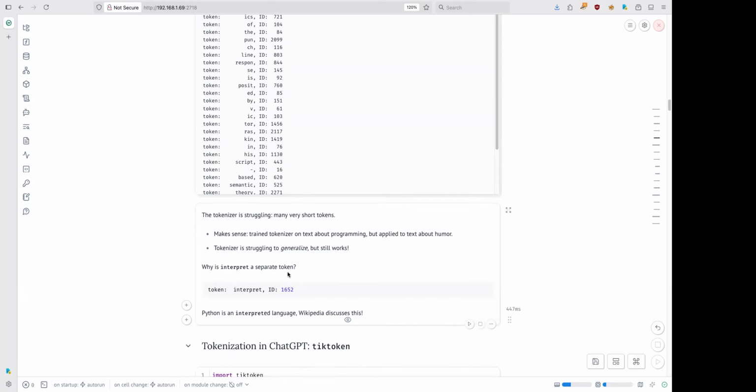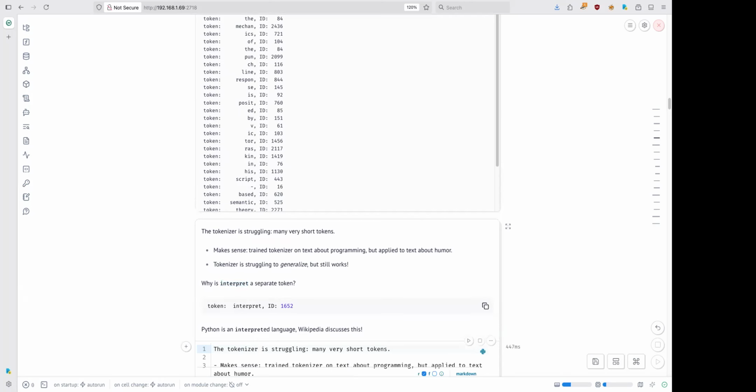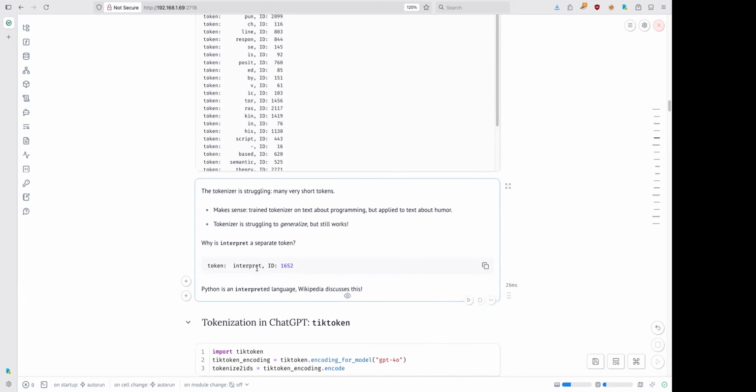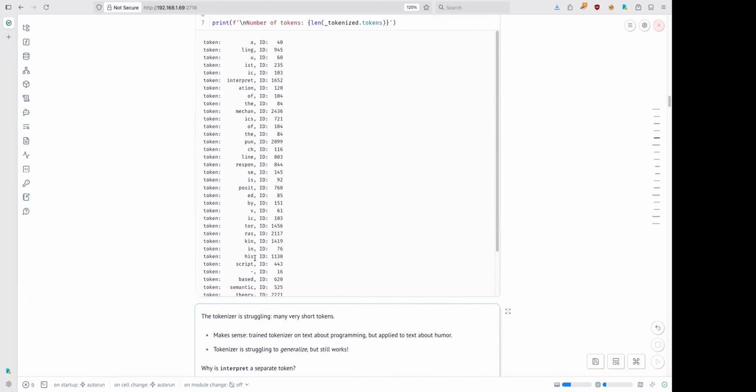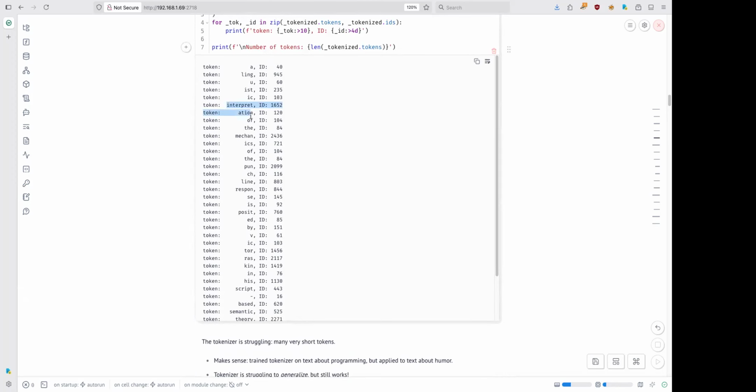Well, in particular, we can notice an interesting observation. We see that interpret is its own token. We can find it here, right? Interpretation. And we may wonder why interpret is its own token. I mean, if it's its own token, then it must be important.